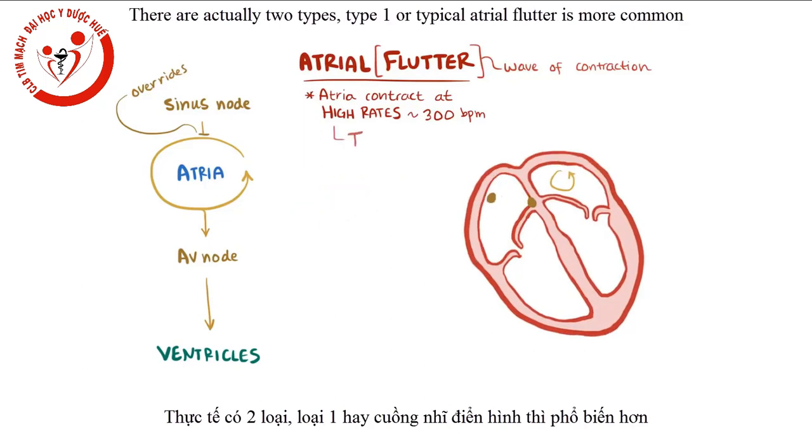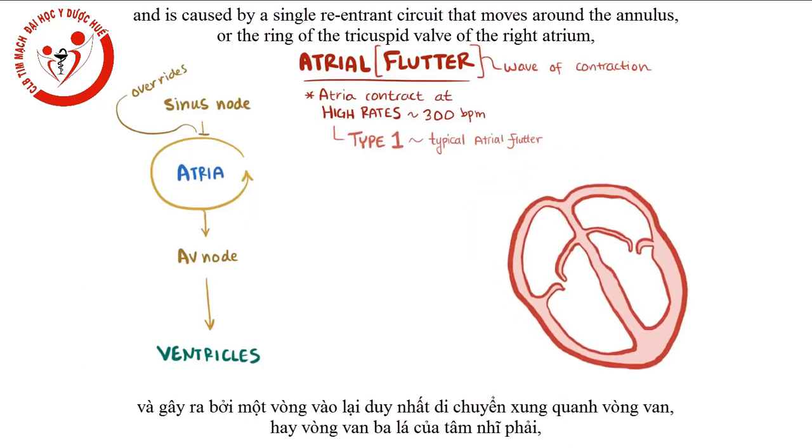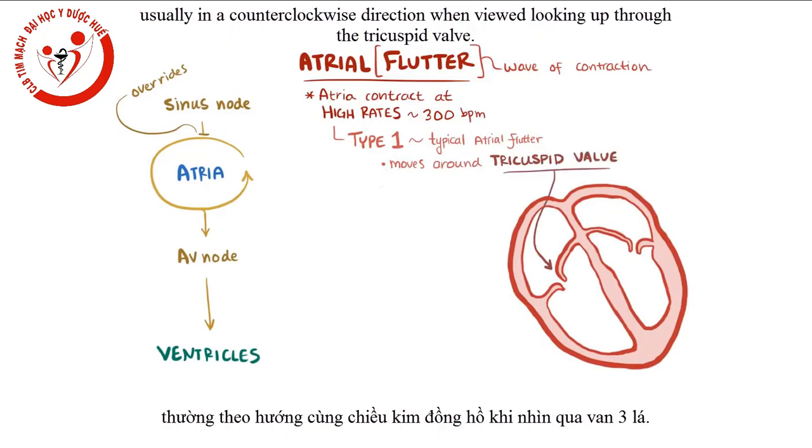There are actually 2 types. Type 1, or typical atrial flutter, is more common and is caused by a single re-entrant circuit that moves around the annulus, or the ring of the tricuspid valve, of the right atrium. Usually in a counterclockwise direction when viewed looking up through the tricuspid valve.